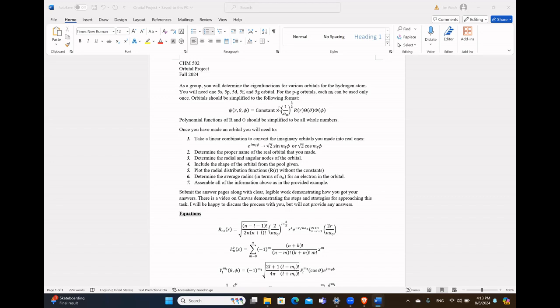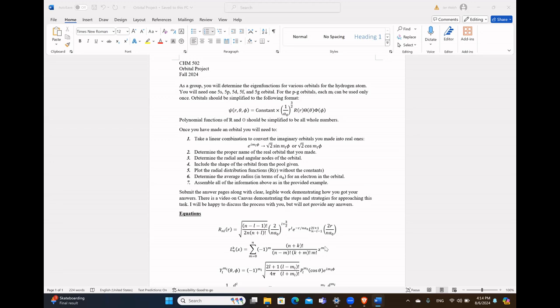different numbers. So for the S orbital, M sub L has to be 0. For the rest of them, you can pick 0, 1, 2, 3, 4, pick each one once. And of course, there's going to be 4 orbitals and 4 quantum numbers, so you will leave one out. And then once you do that, you simply plug those numbers into these scary looking equations down here. And I'm going to go through an example of how to do that. And that's going to get you your orbital.